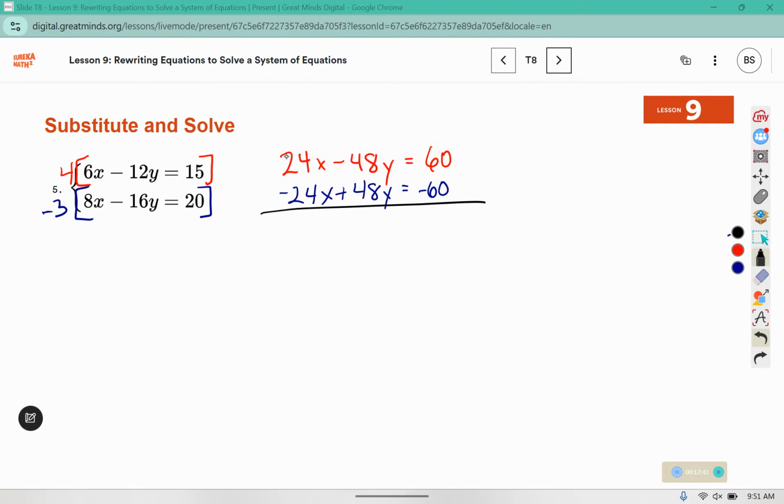If we add all these together, 24x and negative 24x is 0. Negative 48y and positive 48y is 0. I can't just leave the left side blank, so I do need to write 0 down. 60 minus 60 is also 0. 0 equals 0 indicates that this system has infinitely many solutions.